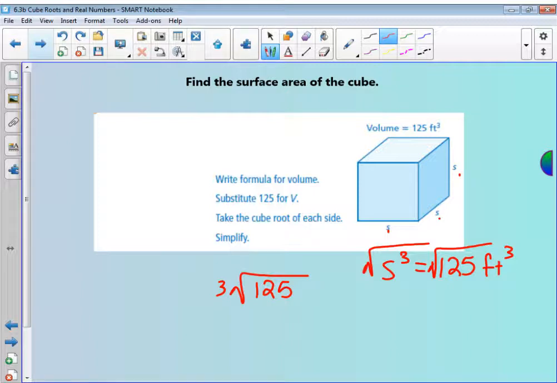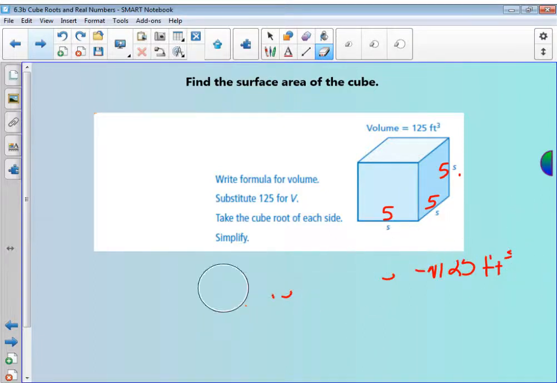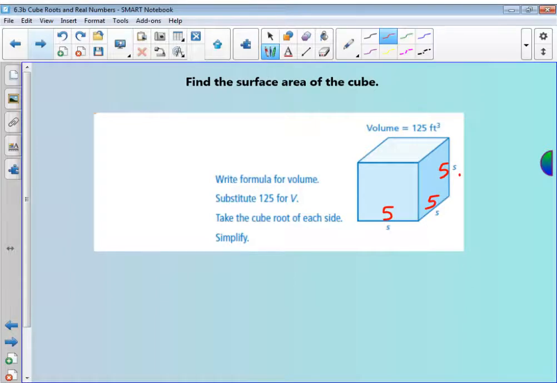This one should look familiar because it was one we did on the previous slide. What number times itself 3 times would give us 125? Well, that would be 5. So we just found out that each of these side lengths is 5. That's not the final part of this, because they asked us to actually identify the surface area. So we're going to have to review surface area.